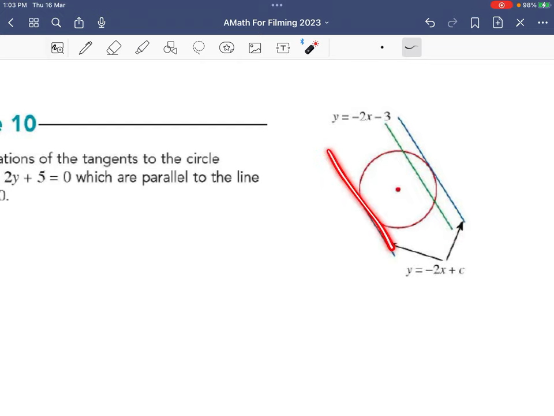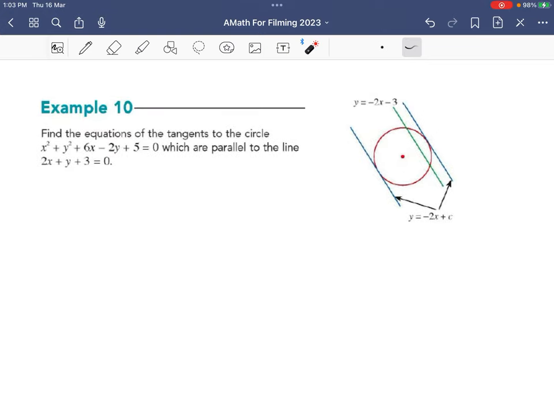So there are these other lines that are parallel to this circle. It's not parallel, they are tangent to this circle itself. And what we need to find is the equations of these lines. Now, first and foremost, what I'll state is this.